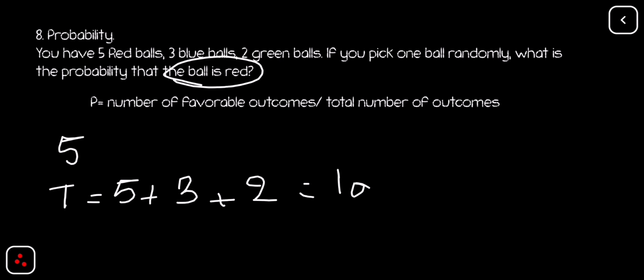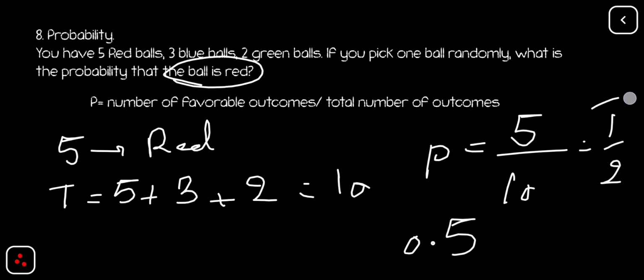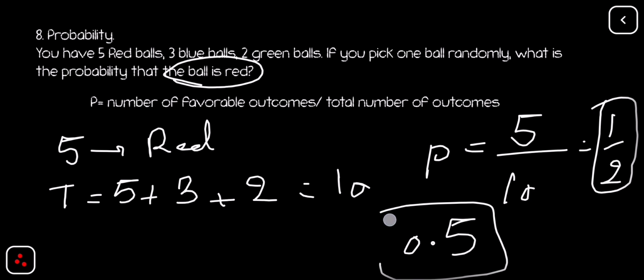And now we just have to divide them, which is P equal to the number of favorable outcomes that the question asks for, the red ball. So it is 5 over the total number, which is 10. And now you don't need to keep it like this, you have to simplify it. It is 1 over 2, and maybe you see in the questions that it is 0.5. So maybe the answer is this in the multiple choice questions, or this one.